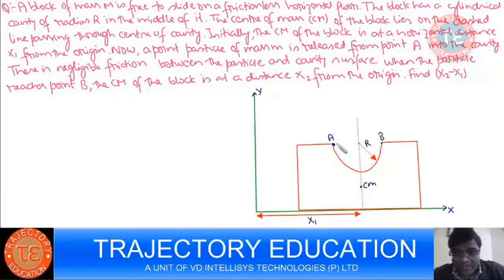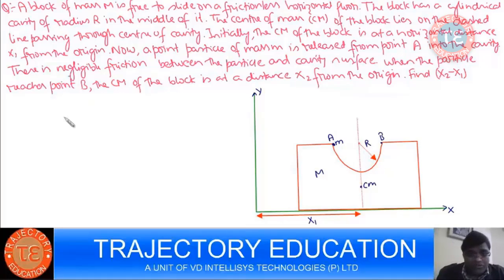Now a point particle of mass small m, this is mass capital M, is released from point A into the cavity. There is negligible friction between the particle and the cavity surface. When the particle reaches B, the center of mass of the block is at distance x2. Find x2 minus x1. Okay, good question.